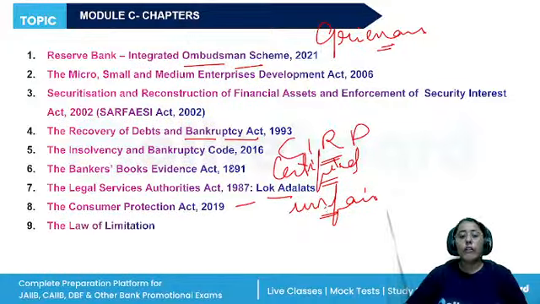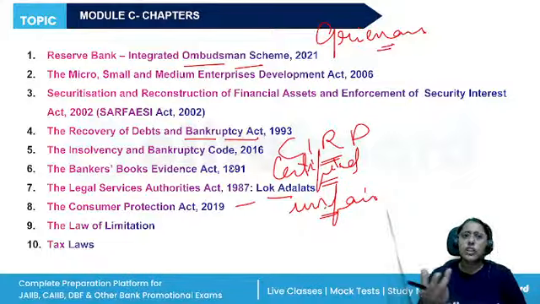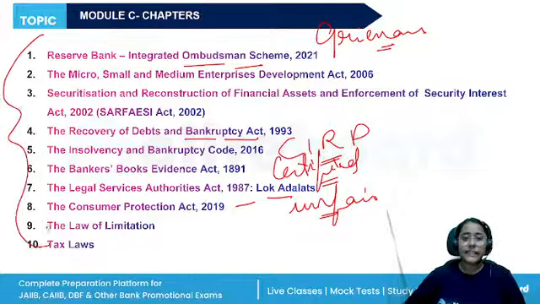Then we have the law of limitation, which talks about the maximum period within which, let's say, a suit for foreclosure or a suit for security interest should be filed by the bank. And then the tax laws, where we'll be in short discussing the direct taxes, GST, and the commodities transaction tax. So these are the 10 acts which are covered in module C.